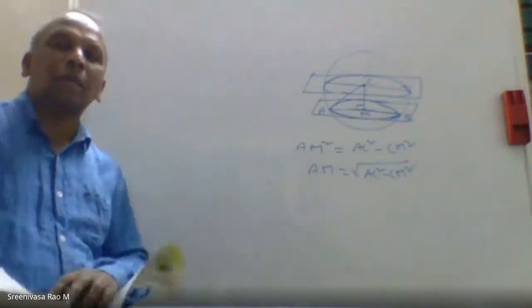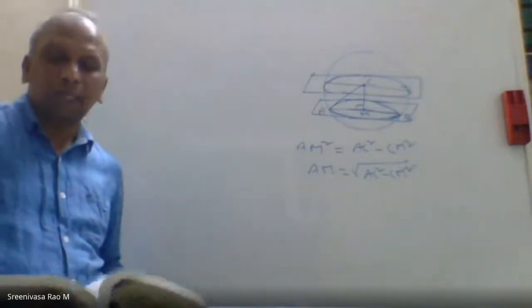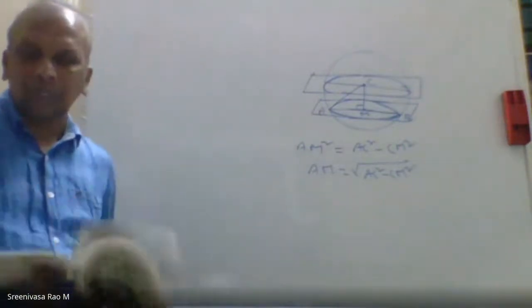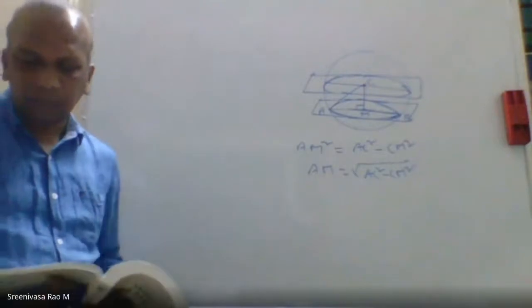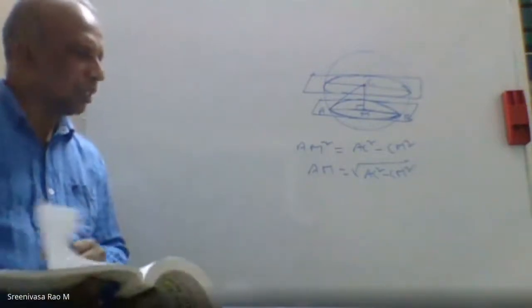What is the equation of the circle? We can consider the combined equation of the sphere and the plane as the equation of the circle.